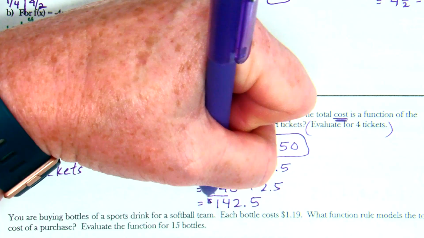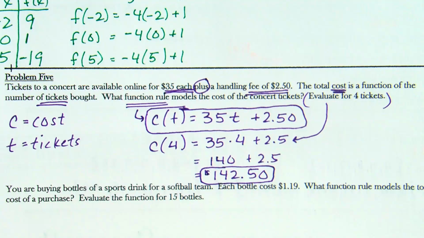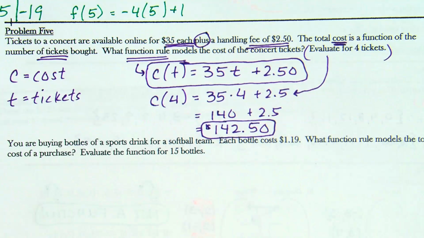Real quick, look at the last one with me. You're buying bottles of a sports drink for a softball team. So Justin is buying bottles of body armor for a football team. That's what's going through Justin's mind, makes it applicable to him. Each bottle costs $1.19. What function rule models the total cost of a purchase? We'll worry about the cost of 15 bottles in a moment. I need a function rule.